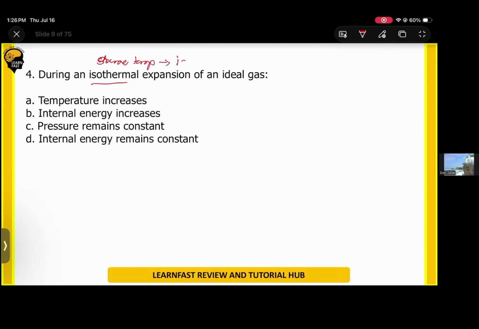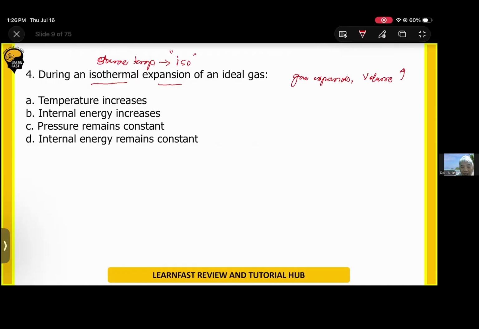So the prefix iso means the same. And then there is expansion. So when you say expansion, the gas, when it expands, the volume will increase. So note that carefully.